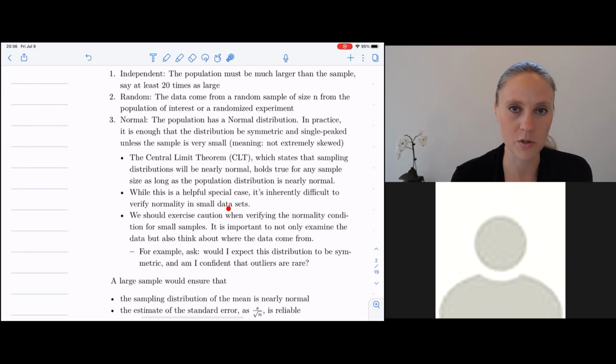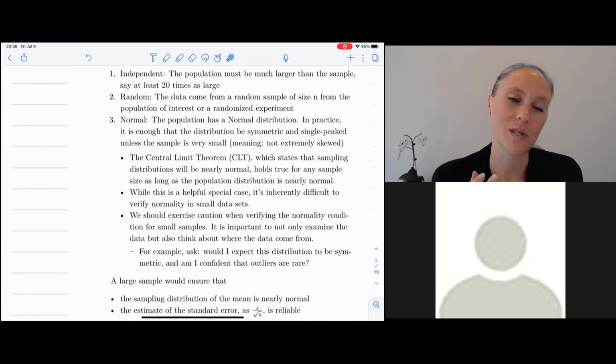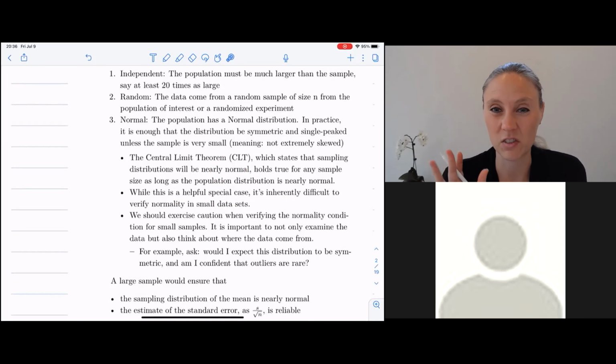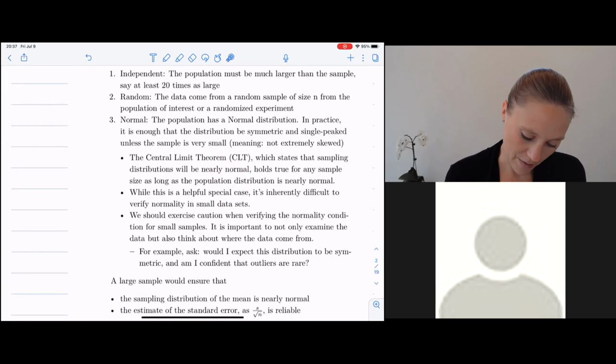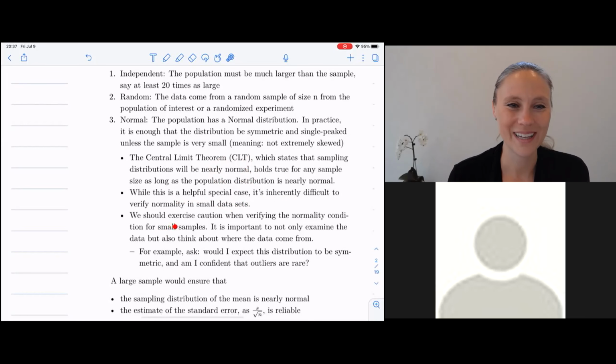We do run into some trouble with small data sets. I'm not going to get into it too much, but the central limit theorem really only works for large samples. Remember, we're using sample sizes larger than 30 as kind of good enough. So for smaller sample sizes, you'd have to just look at the distribution. Does it look normal? So again, we should exercise caution when verifying the normality condition for small samples, right?